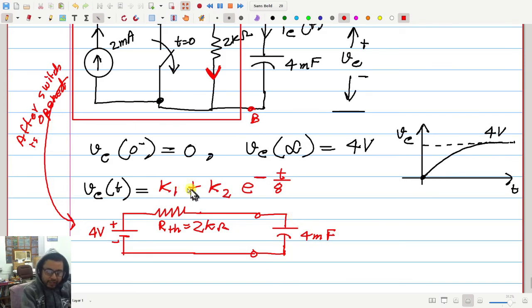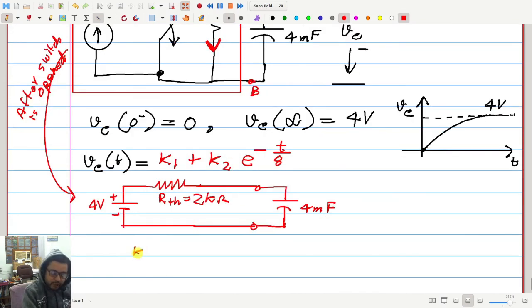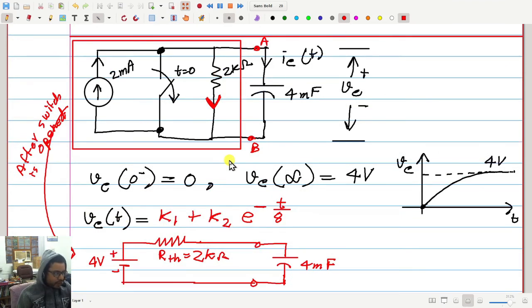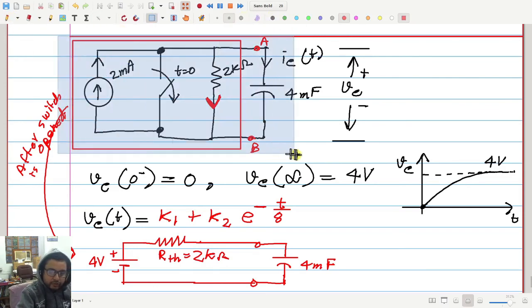Then you can find out K1 and K2. K1 is the final value, that is 4 volt. To get the value of K2, you need the initial value of the voltage, which is 0. So K2 should be minus 4 volt, so that at t equal to 0, voltage is 0. Now I will solve this in another way, the same problem, and that will be the end of today's class.